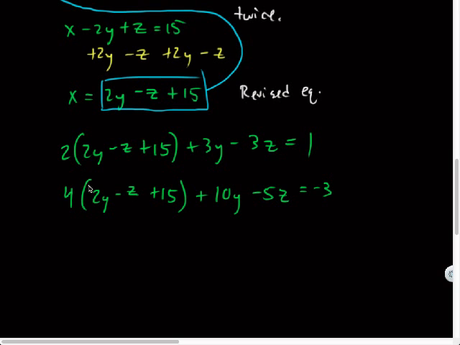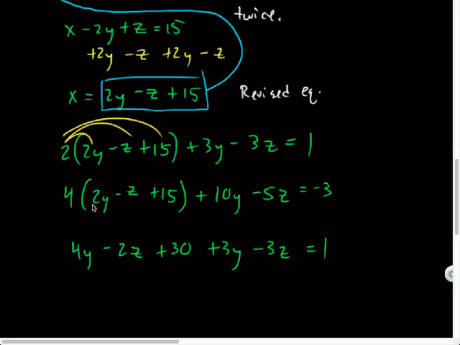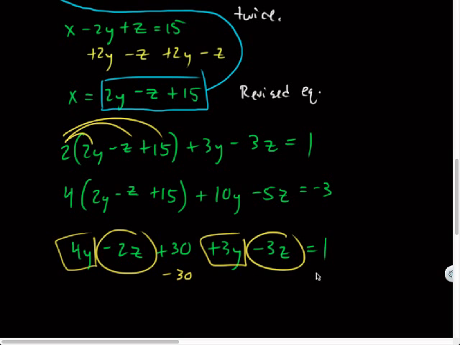So let's do that. I'll simplify this top one here. So I'll have 4y minus 2z plus 30 plus 3y minus 3z equals 1. I'm going from here to here. So, I distributed the 2. And now I'll combine like terms on it. So let's see, how many y's do I got? How many z's do I got? And maybe I'll even subtract the 30 from both sides while I'm at it.